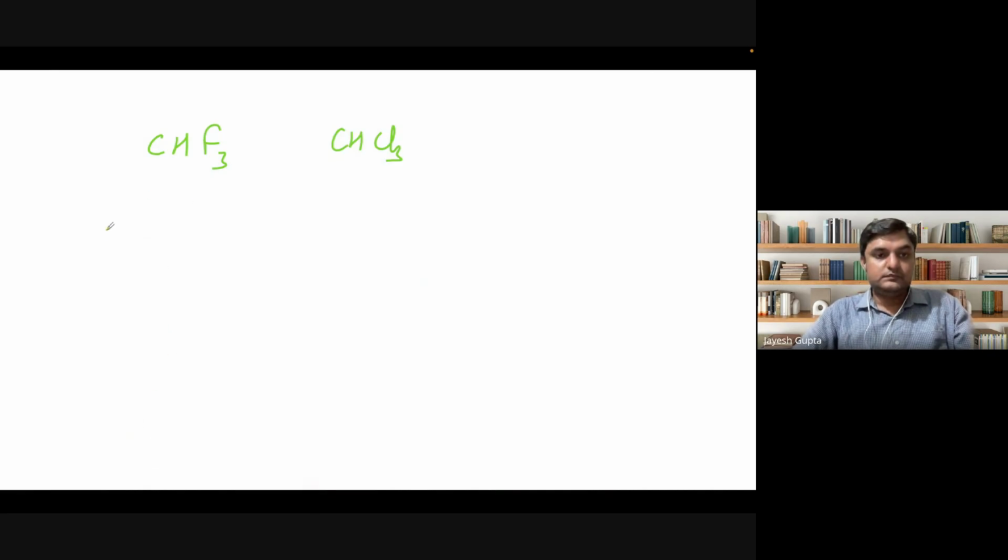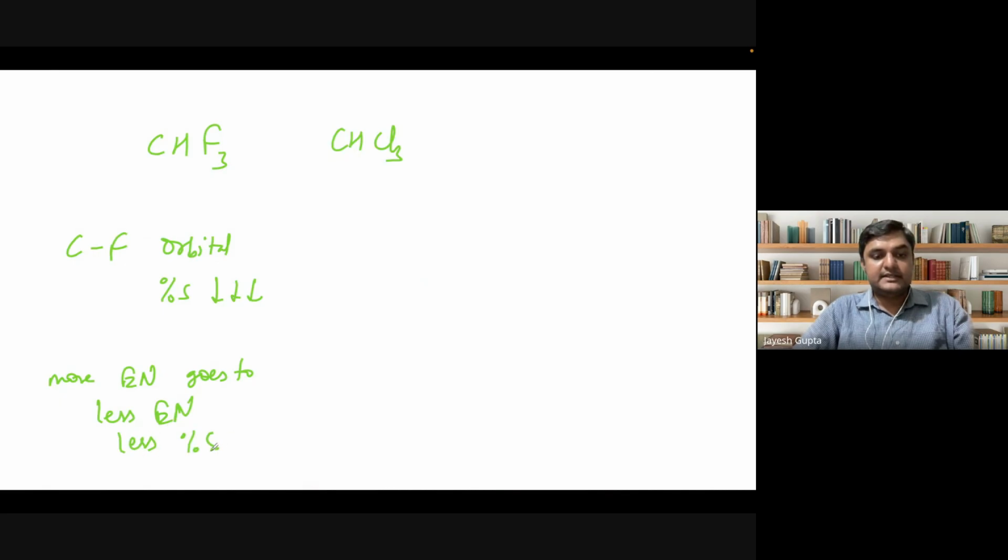So the carbon fluorine orbital percentage S will decrease very rapidly, because more EN goes to less EN, or you can say less percentage S position. So your carbon hydrogen percentage S will increase very high.